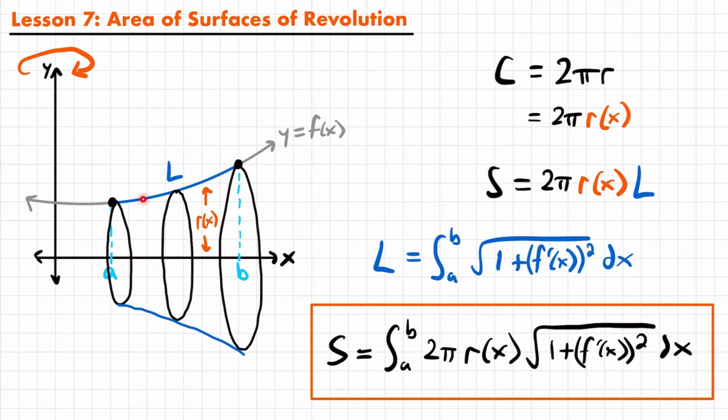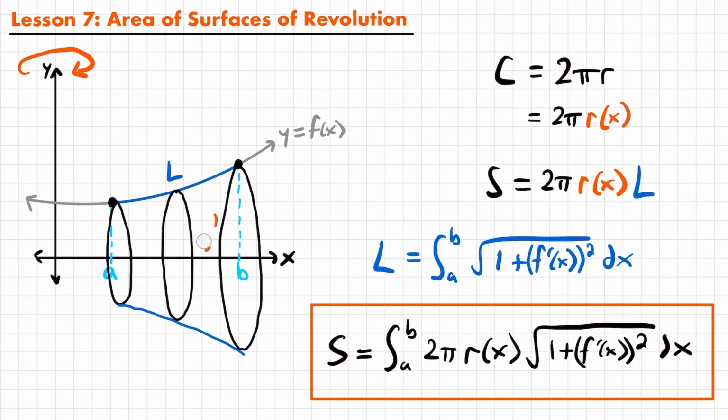but note that the arc length of the curve is not going to change. The only thing that's going to change here is the radius. The radius is no longer the distance from the x-axis to our curve, it is now the distance from the y-axis to our curve, right? Our new axis of revolution to that curve.